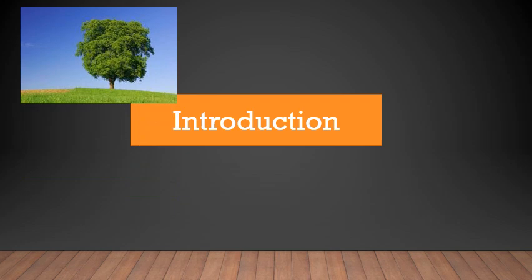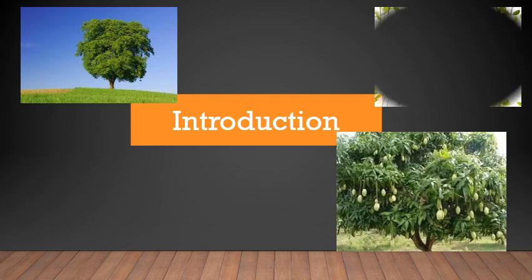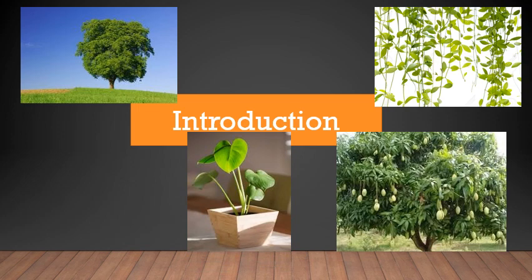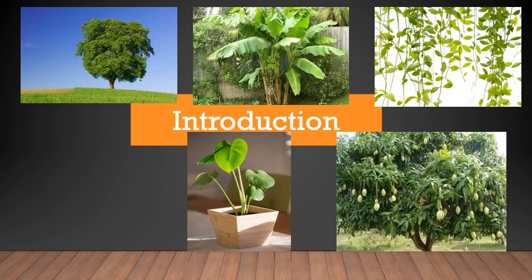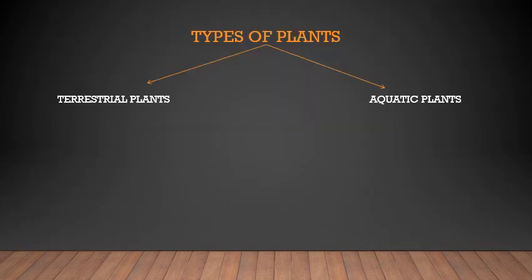You can see a big tree now, right? There is only one tree and a lot of grass grown. You can see a mango tree. You can see a climber. Okay, it is a climber. That means they need support to grow. All these things you have learned in your previous classes or previous year. Then this is a plant in a pot which you can keep at home. A banana plant you can see on your screen, and you can see another plant in the tree.